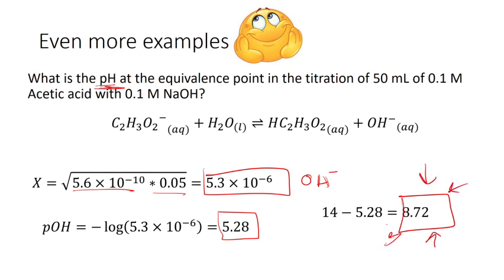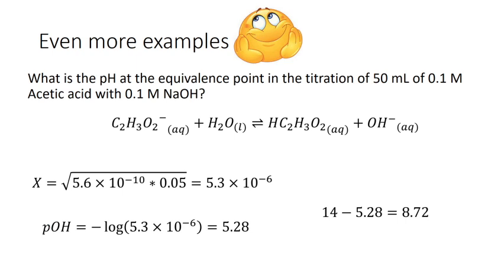So we have now come to the end of that example, and that was a lot of work, I know, just to find the pH at the equivalence point, but that is the process for a weak acid, strong base titration, finding the pH at equivalence point.